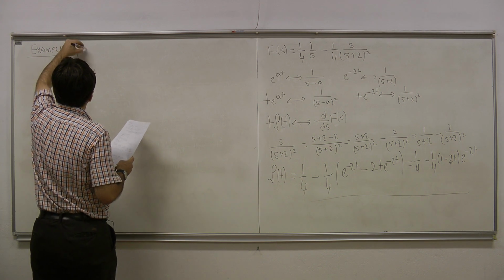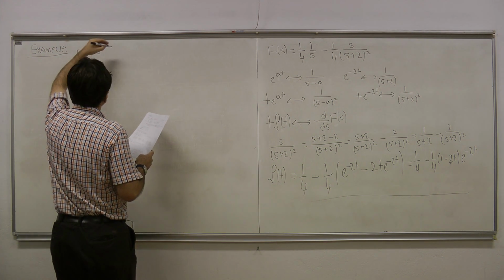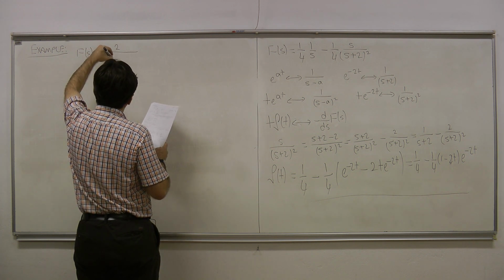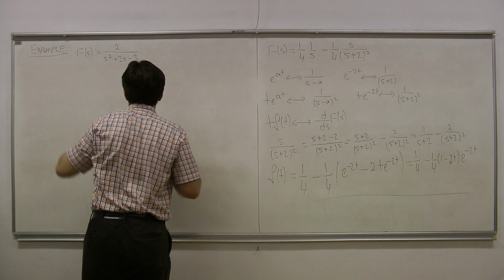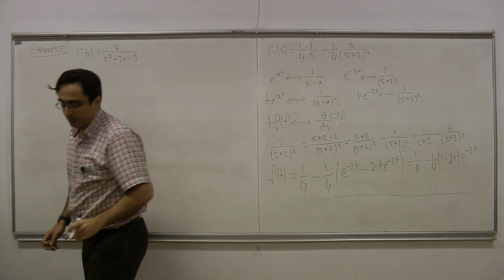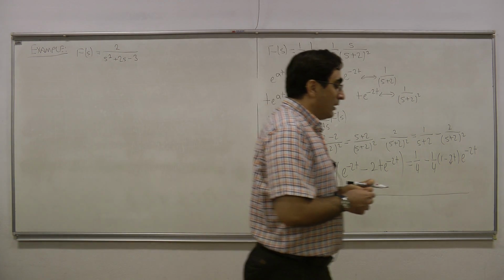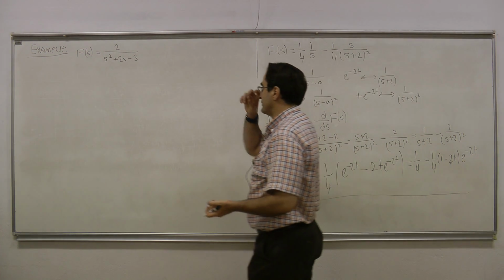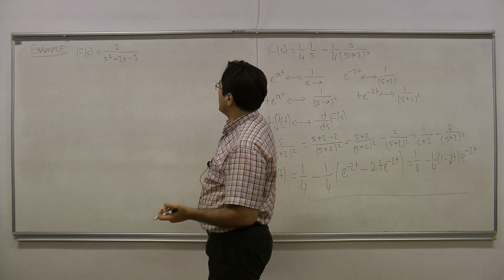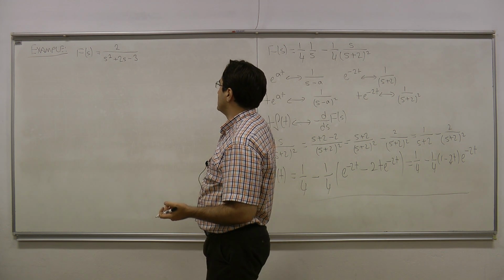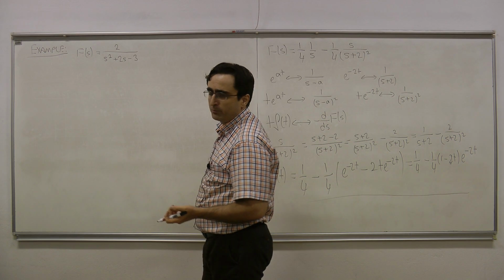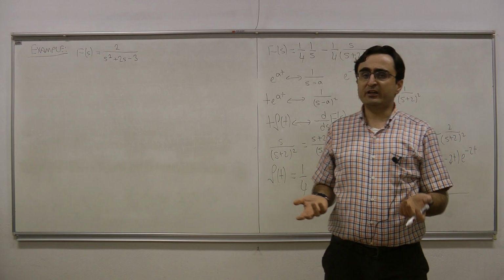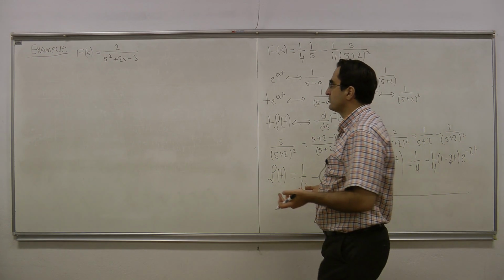This example is going to be simple, and I'm not going to finish it completely actually. I will leave some parts as an exercise. So this is the example, and we have to take the inverse Laplace transformation of this term. The first thing that you have to do here is to look at the pole locations, whether they are real or complex.